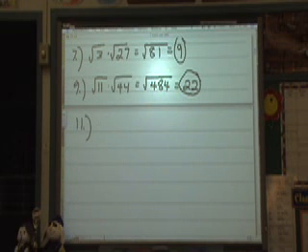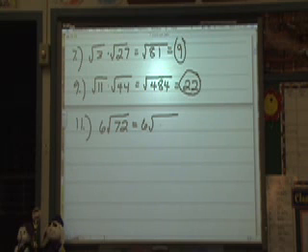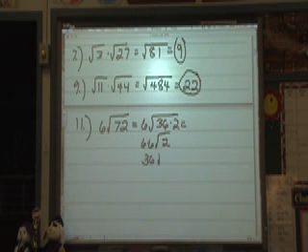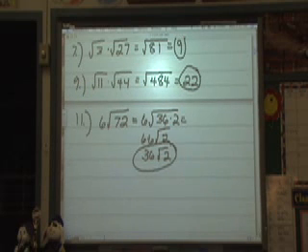Number 11, 6 radical 72. Meg? Well, we know 9 times 8 makes 72, but the 8 has a 4 in it, so you can take that out. 9 times 4 is 36. The largest perfect square in there is 36, and that's times 2. So if you take the square root of 36 out, you get 6 times 6 radical 2, which is 36 radical 2.